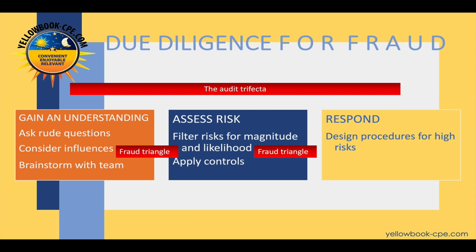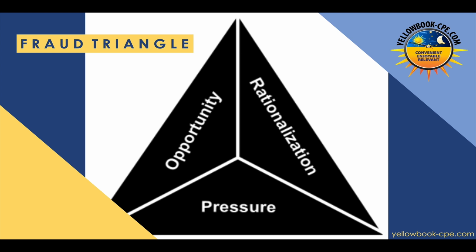You can also use it while you're considering influences that could make a fraudster be a little bit more motivated to commit fraud. Okay? No matter where you use it, just make sure you do consider it as you go through your due diligence procedures. Now, the three facets are opportunity, which as an auditor, I'm thinking, that means you don't have any controls in place, or you've got weak controls that are putting up barriers to the fraudster committing fraud.